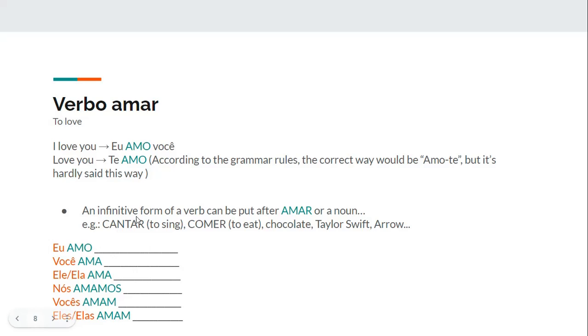And here, an infinitive form of a verb can be put after amar, or a noun. So for instance, cantar, to sing, comer, to eat, and chocolate, a food, a dish, a meal, and a person, like in this case a singer, Taylor Swift, or a show, like the TV show Arrow. So for instance, eu amo comer, I love to eat. Ela ama Taylor Swift, so she loves Taylor Swift. Vocês amam chocolate. And by the way, chocolate in Portuguese, the way that we write it is the same, it's just the pronunciation that's different. So vocês amam chocolate.